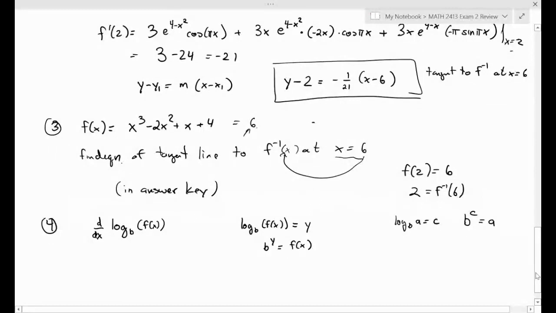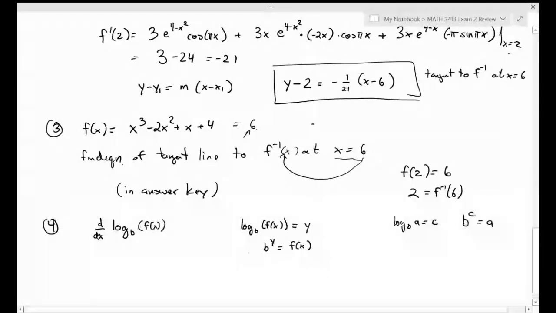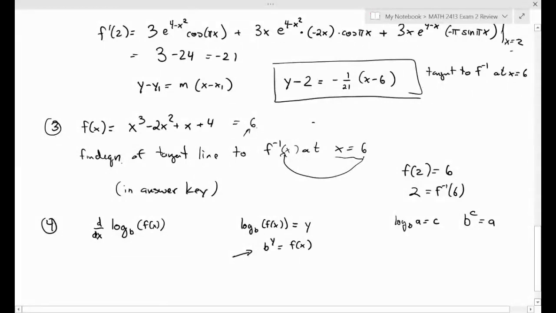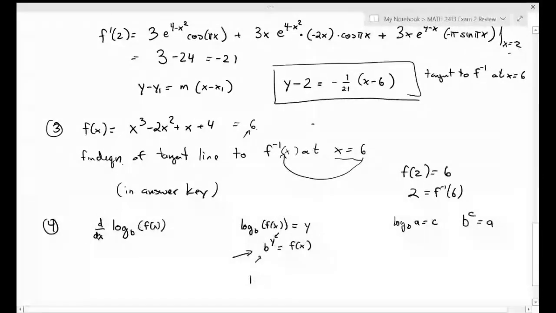But what properties do we want to take advantage of here in deriving the formula for the derivative of log of a different base? Well, it's logarithmic differentiation, right? So what does logarithmic differentiation allow you to do? It allows you to decouple the exponent from the base by taking advantage of properties of logs. So you take the natural log of both sides.